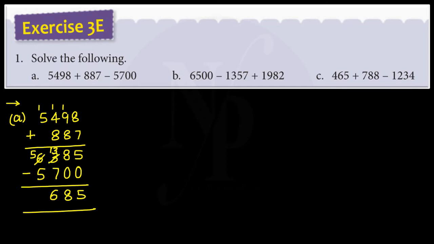It is not necessary to write the 0 here, it may be left out. So the difference we get is 685. Therefore, the final answer for this given question is 685. So like this, you can add and subtract the given numbers appropriately to obtain the required solution. Now let us move to the second question B here.